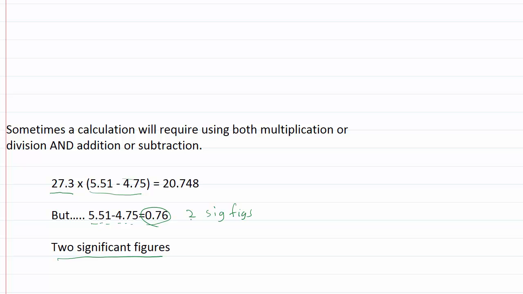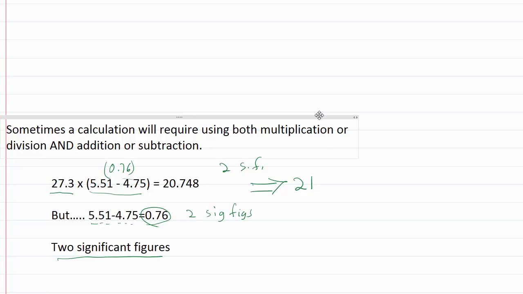So when I multiply 0.76, which is what this difference is, times 27.3, I'm only going to have 2 sig figs in the answer. And so my answer correctly is 21 here. Okay, so that's how to handle a combination problem where you have both multiplication and division and addition and subtraction.